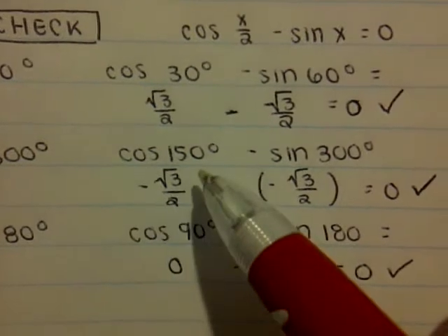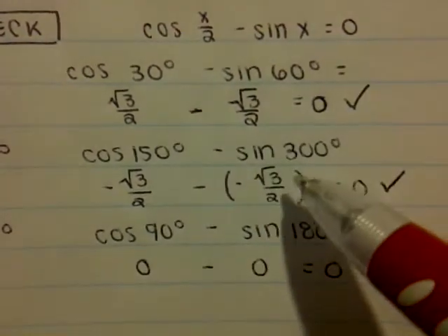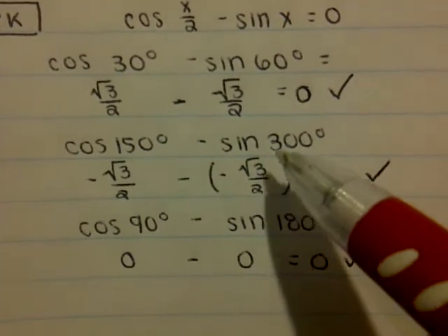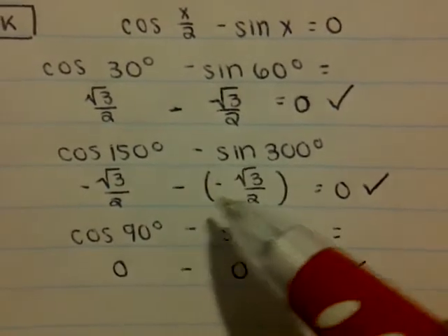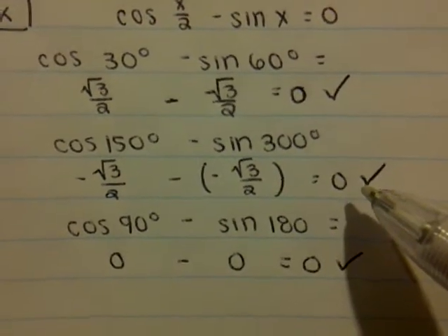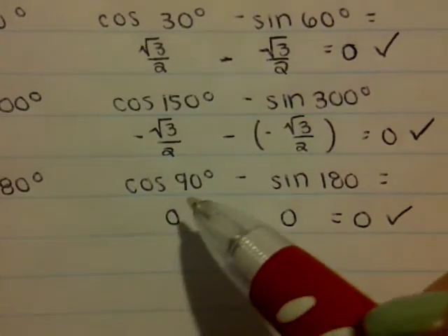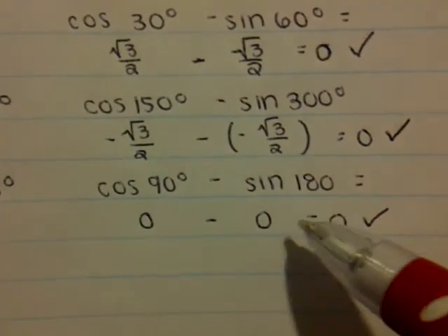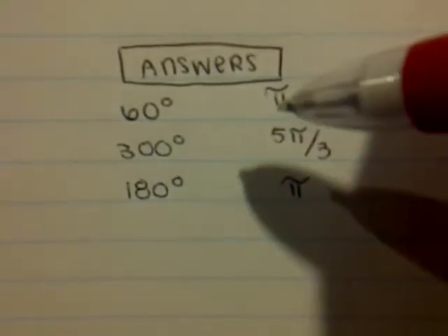For 300, cosine of 150 is negative radical 3 over 2, and then sine of 300 is negative radical 3 over 2, and then you subtract it. These minus signs cancel out, and it equals a positive. So the negative and the positive, it equals 0. So 300 also works. And for 180, cosine of 90 is 0, and then sine of 180 is 0. So 0 minus 0 is equal to 0. In conclusion, all of these answers work.